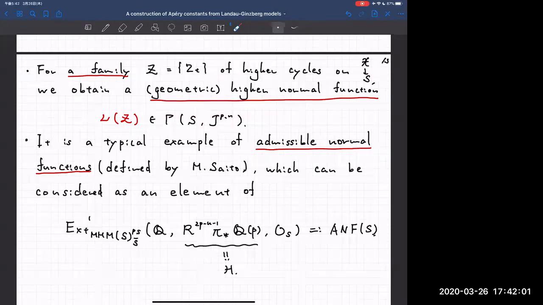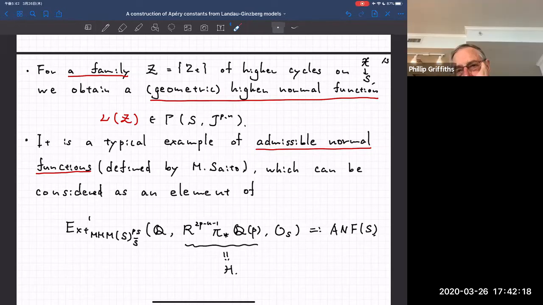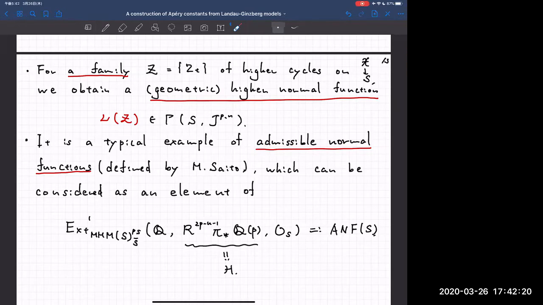The reason why I have put the word geometric here is that we have a more general notion of admissible normal function, but this higher normal function especially comes from higher algebraic cycles. So when we consider these higher algebraic cycles, geometrically we obtain an example of an admissible normal function.